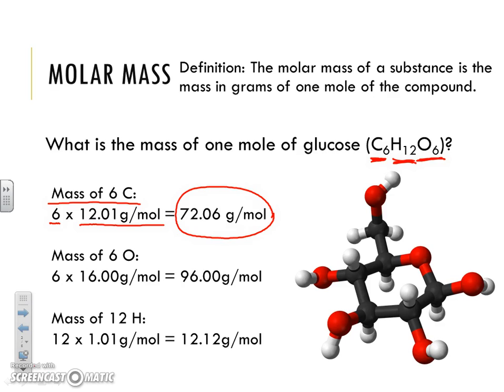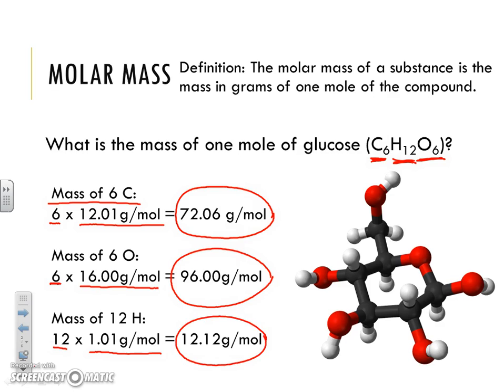Next, I could look at oxygen. I have 6 oxygens contributing to this compound. Each oxygen has an atomic mass of 16 grams per mole, which means that the contribution of oxygen is 96 grams per mole in glucose. The last element to look at is hydrogen. We have 12 hydrogens. Each one has a 1.01 gram per mole atomic mass, which means that its contribution is 12.12 grams per mole.